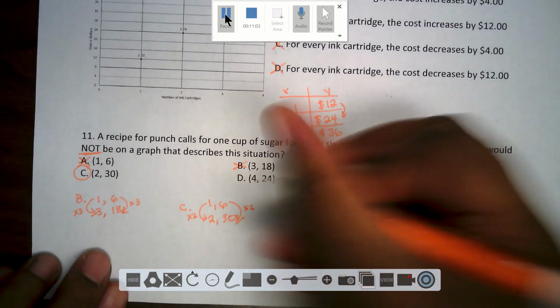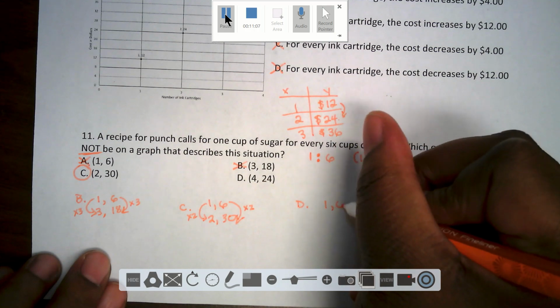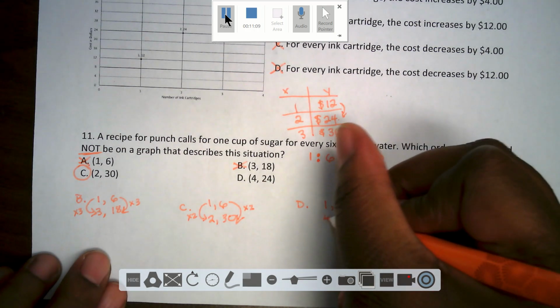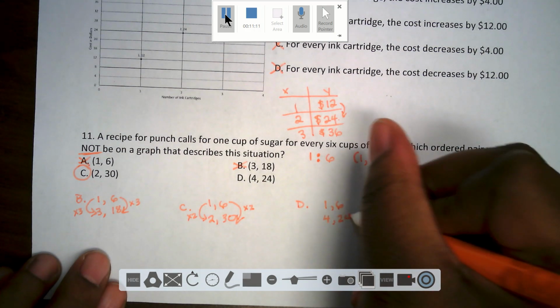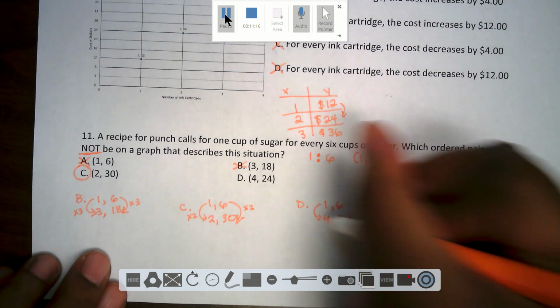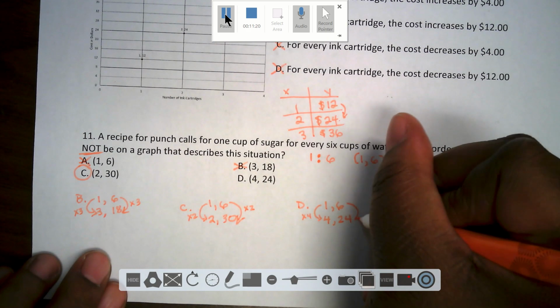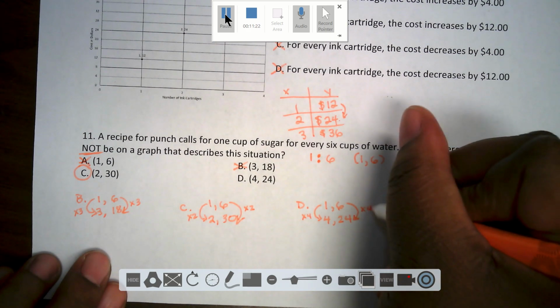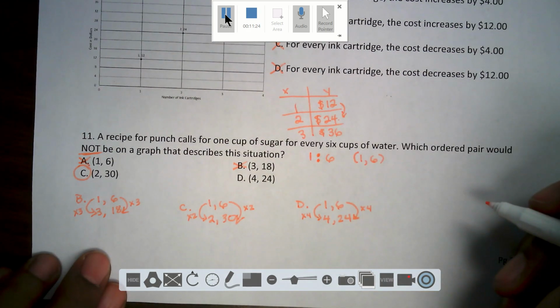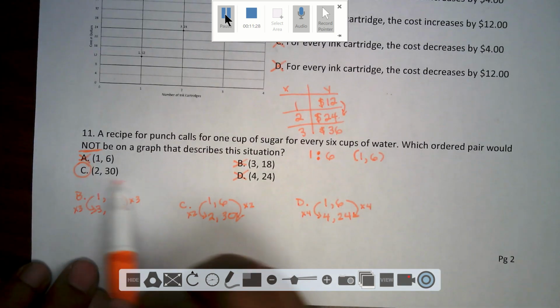Let's check D just to be sure. All right, so our original point is 1 comma 6, and I want to see if 4 comma 24 matches that, if it's equivalent. I'm going from 1 up to 4 by multiplying by 4. So that means over here I must also multiply by 4, and 6 times 4 is indeed 24. So this will be on the graph too. So the one that is not equivalent is 2 comma 30.